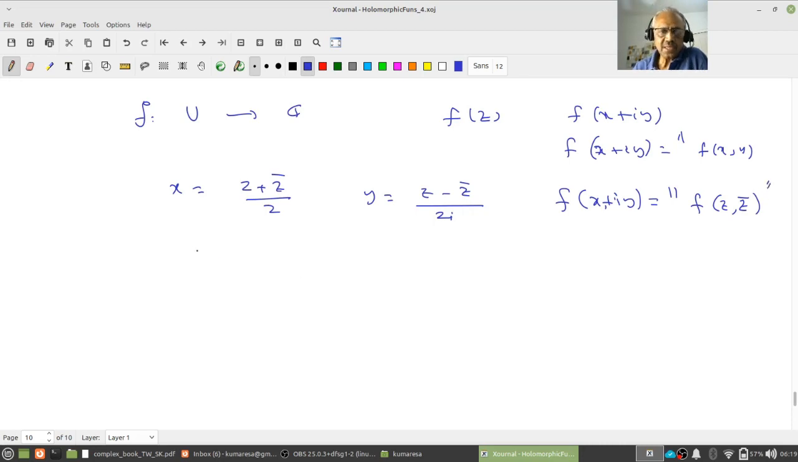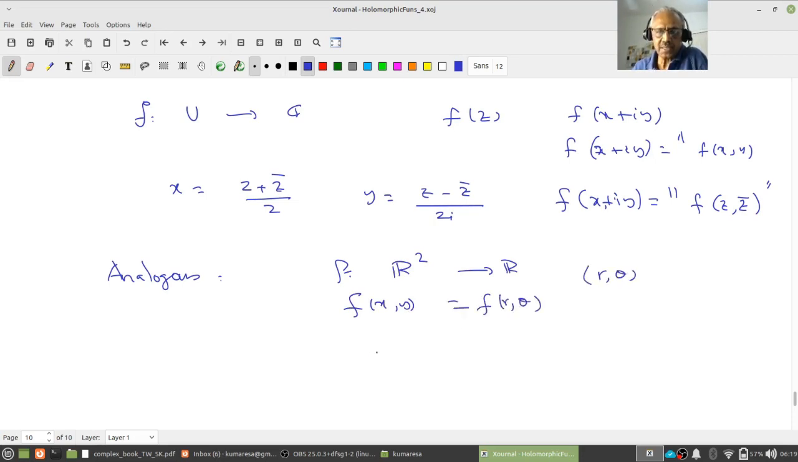If you think this is unnatural, let us have an analogous situation. Suppose f is a function from R2 to R. Then I can think of this as a function of two variables x and y, or for some reason, if I introduce polar coordinates r and theta, I can also think of this as a function of two variables r and theta. Therefore, I can talk about del f by del x, del f by del y, del f by del r, and del f by del theta. Do you understand this?